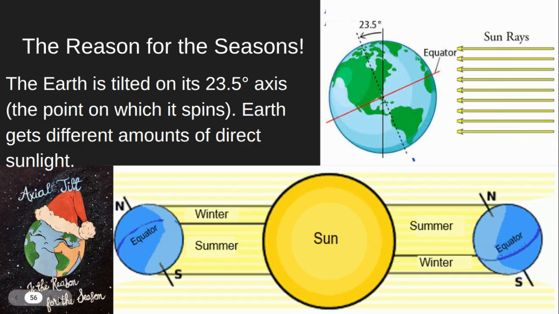So axial tilt is the reason for the seasons. We see over here one more time that tilted away, right? It's winter, tilted towards, you get summer. And then it takes about 6 months to get to the other side over here. And then that's when we get our summer, and the Southern Hemisphere gets their winter.